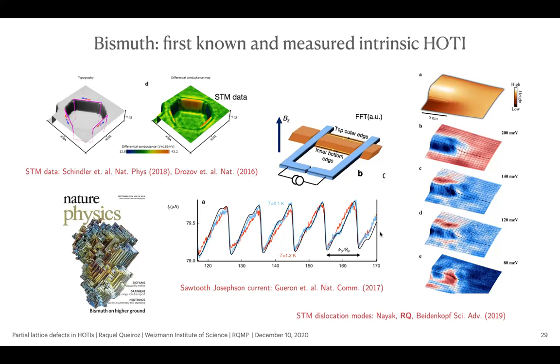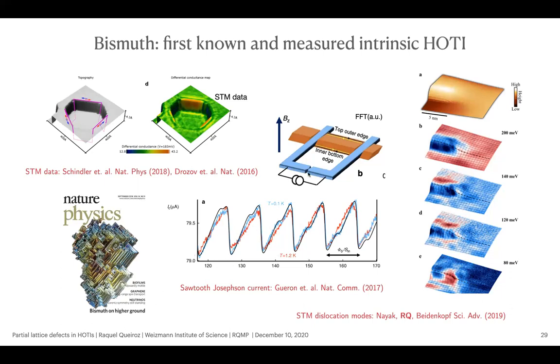But there's some really nice data coming from Orsay, from the group of Sophie Guéron and Hélène Bouchiat, where basically they make Josephson junctions across bismuth. And when you have a Josephson junction that has a helical mode across it, you are going to have the Josephson current show a sawtooth profile. And it's very nice because what they see is two sawtooth profiles, kind of on top of each other, with different periods.